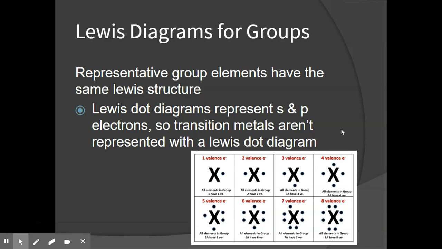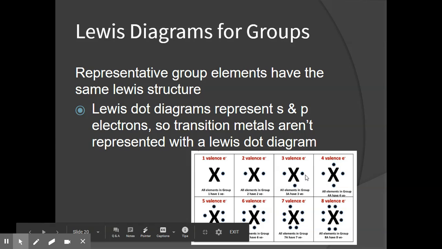Since elements in the same group for the representative elements have the same number of valence electrons, it is reasonable to assume that they will have the same Lewis structure. So all group 1 elements will have a Lewis structure with 1 valence electron on one side of the element. Group 2 will have 2. Group 13 will have 3. Group 14 will have 4, and so on and so forth in this fashion.